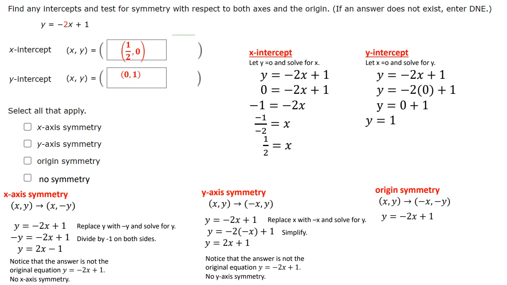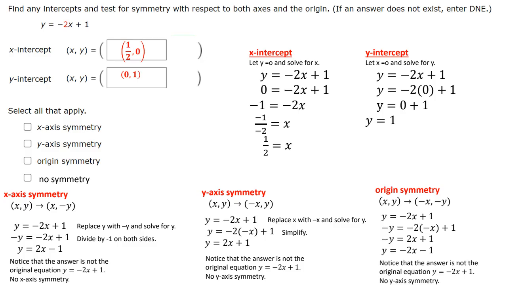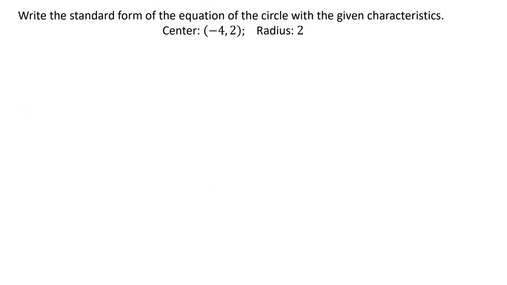The last one is to check for symmetry about the origin. I'm going to replace both the x and the y with a negative. My equation is y equals minus 2x plus 1. Let me replace both x and y with a negative, and when I solve for y again, I get y equals minus 2x minus 1. Again, we come close, but it's not the same. So, since none of these gave me back my original equation, this equation does not have symmetry. Okay? All right.